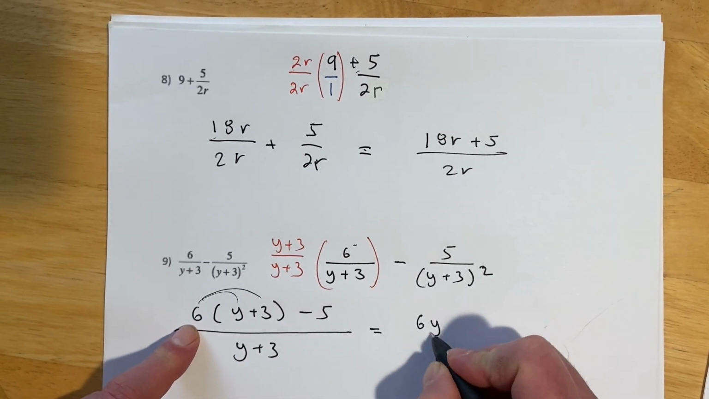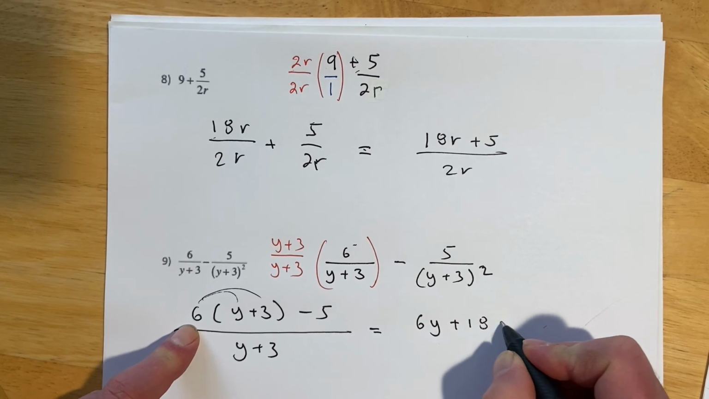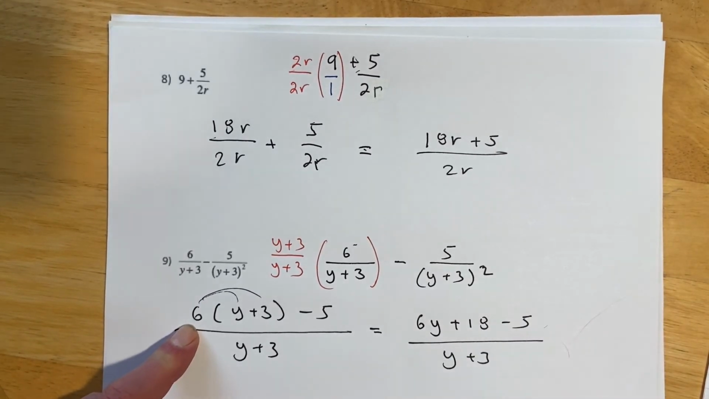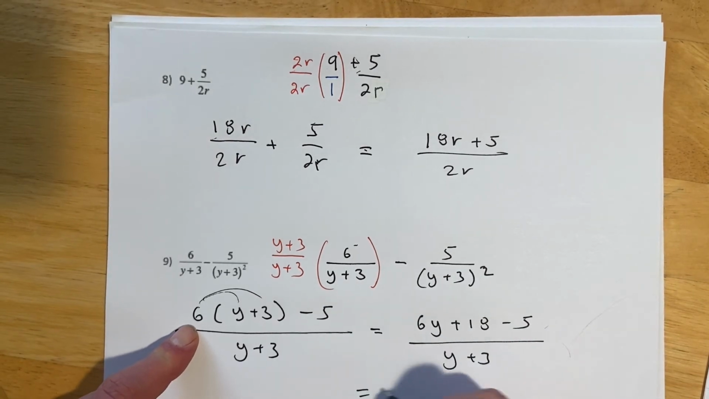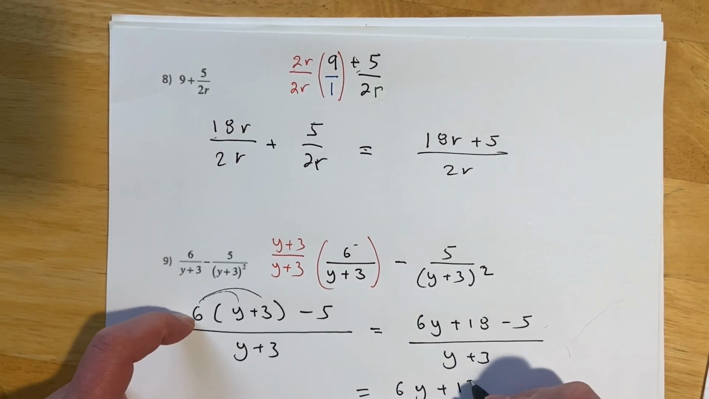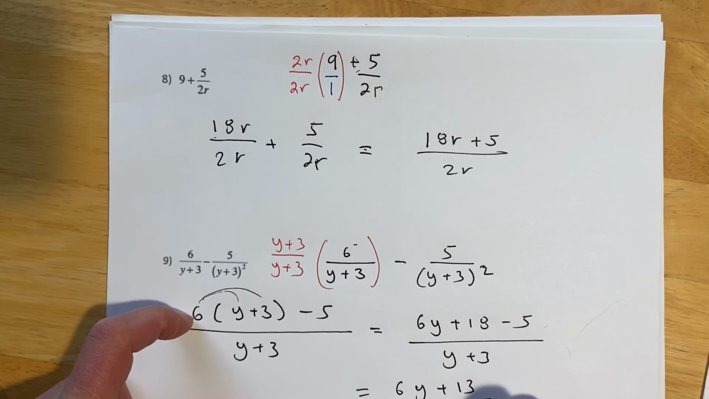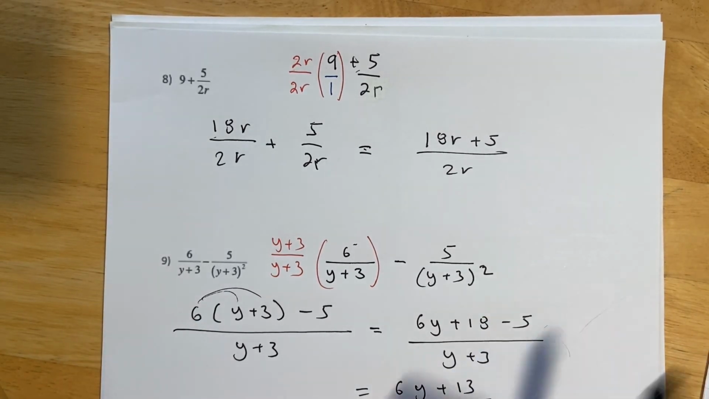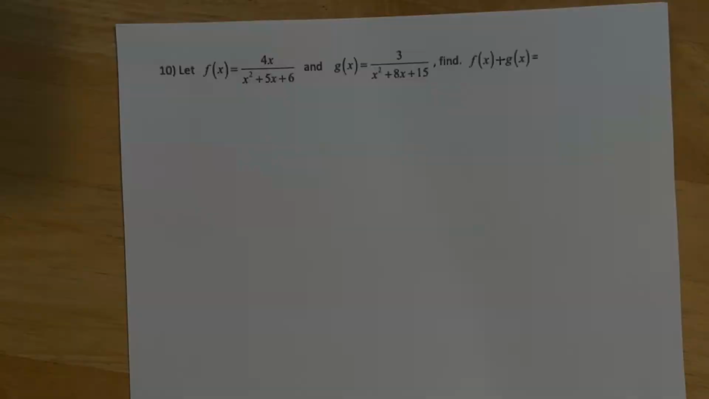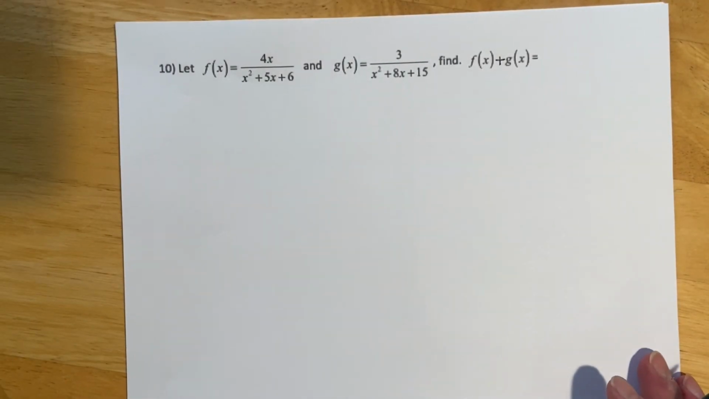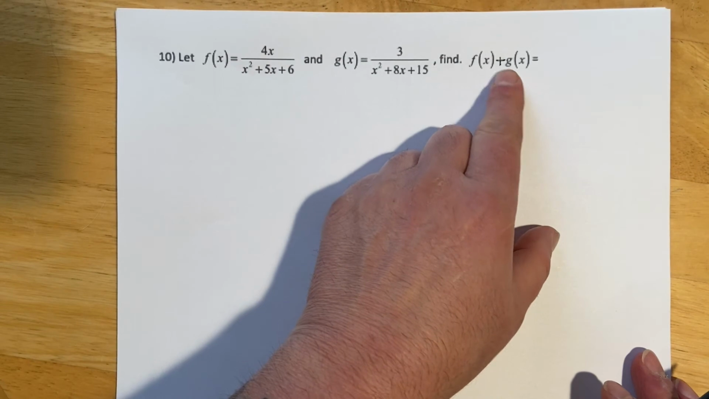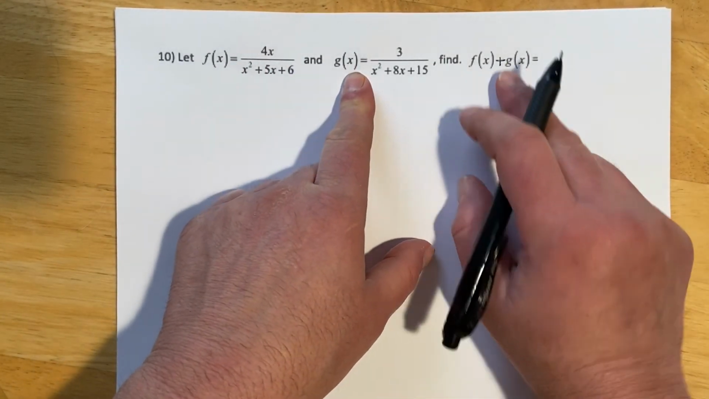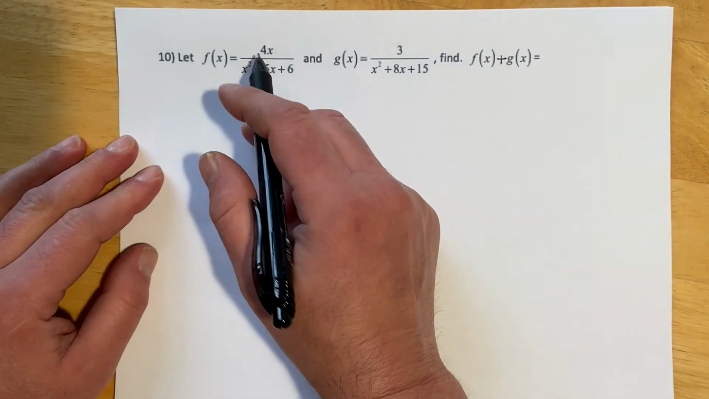So this is going to go 6y plus 18 minus 5 over y plus 3, and then putting those together, we'll get a 13 there. And nothing factors out of that numerator, so I'm not able to reduce it at all. Okay, and then for these last couple examples, they're like the multiplication one. They're just giving this in terms of functions and asking us to add those 2 functions.